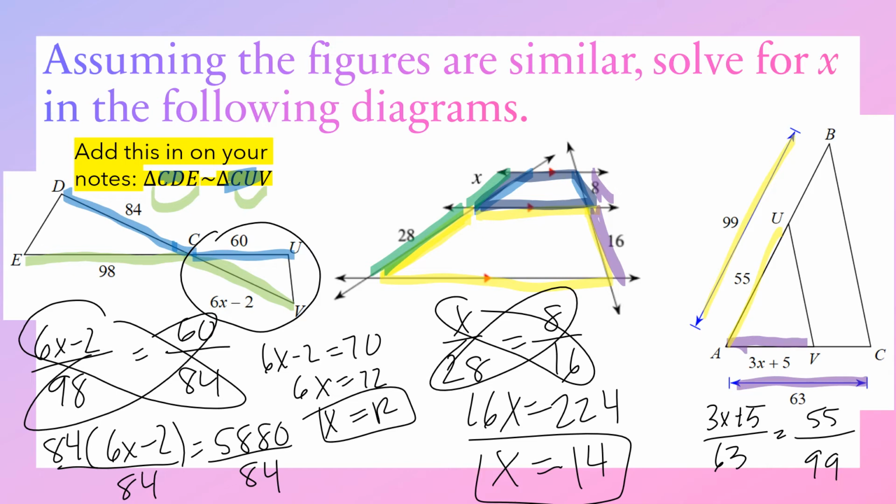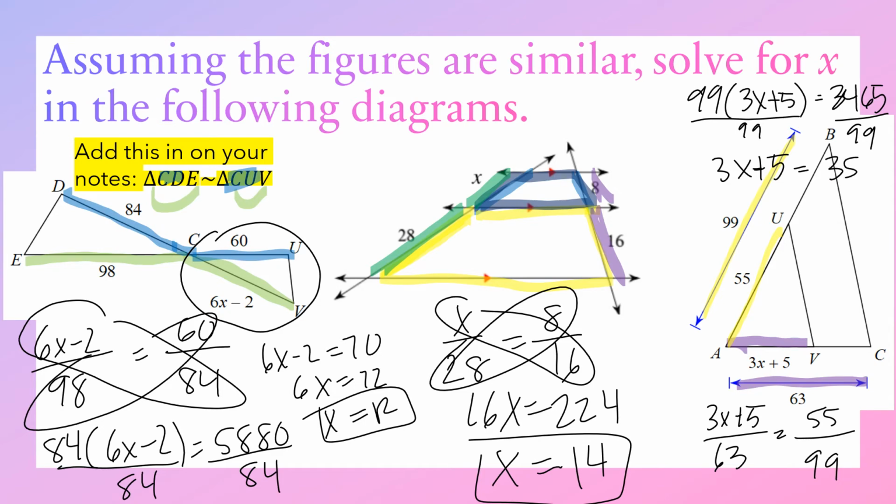Then we're going to cross multiply. I realize I don't have a lot of room on here, so sorry for that. I'm going to do 99 parentheses 3x plus 5 equals 63 times 55 is 3,465. And again, chances are if you leave that 99 out front, you'll be able to divide both sides by that number and work with smaller numbers. So 3465 divided by 99 is 35. And then you would subtract 5 from both sides, and you would get 3x equals 30. Divide both sides by 3, you get x equals 10.